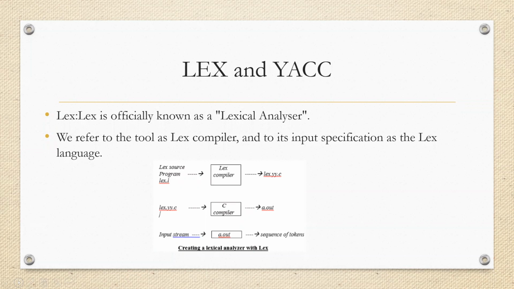The Lex source program, whatever program we have typed, is saved as lex.l, and the Lex compiler compiles the source program into lex.yy.c, which is then checked for errors by the C compiler. Whenever there are no errors, it goes to the next stage, that is a.out, which is used to check the output of the given source program. The input stream, whatever input is given, is read by a.out, and it gives the output in the form of a sequence of tokens. So this is basically the part of Lex, a lexical analyzer, where token scanning is performed.